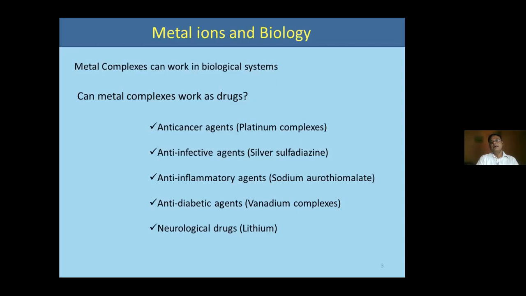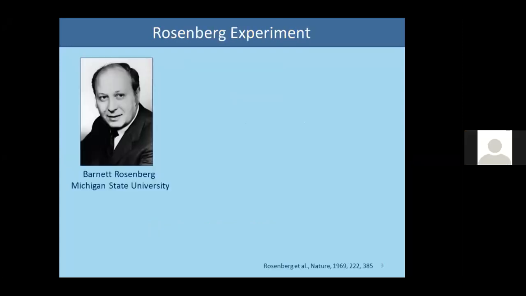And the last, fifth category is the neurological drugs. There are certain neurological diseases which are very difficult to treat, like Huntington's disease or Alzheimer's disease, where there is a degradation of neurons or brain cells. For that, it has been found that lithium could be an interesting metal ion which can be utilized for treatment of these kinds of neurological disorders or neurodegenerative diseases.